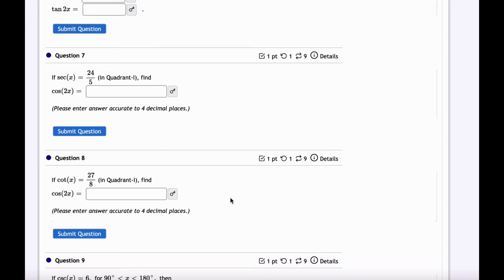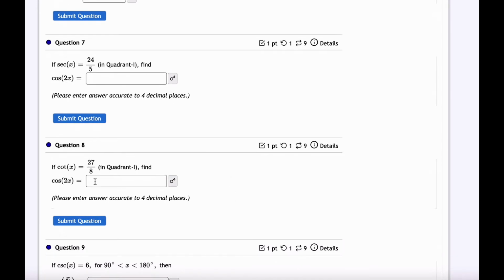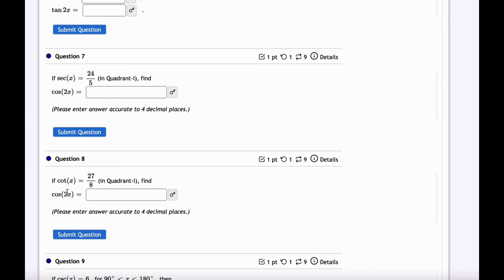This is starting to feel a bit like overkill. I kind of feel like if you can do this, you can probably do question 8. So I'm going to delete question 8. You won't see this one when you get around to doing your homework. I feel like you've had plenty of practice with the double angle formulas by the time you get here.